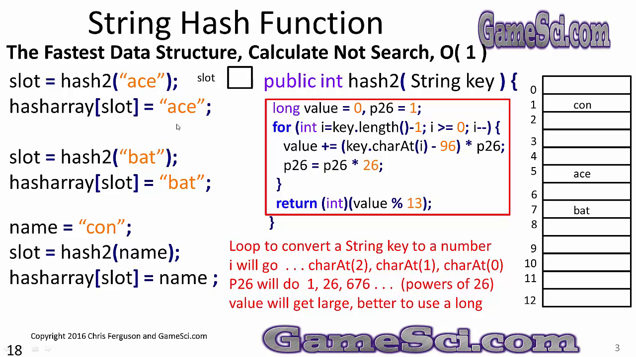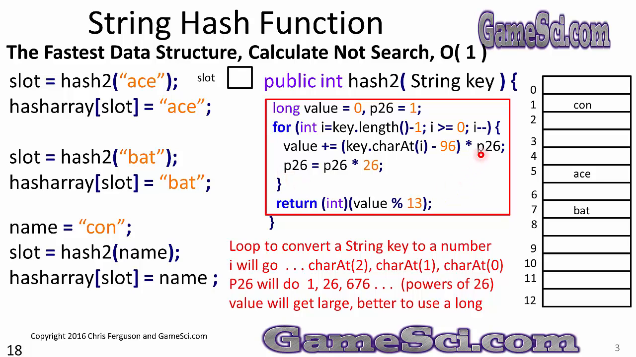This loop is going backwards through my key. If you follow the loop carefully, look at this line. P26 equals P26 times 26. What's that doing? Well, if this starts at 26 to the 0 power and you multiply it by 26, you get 26 to the first power.